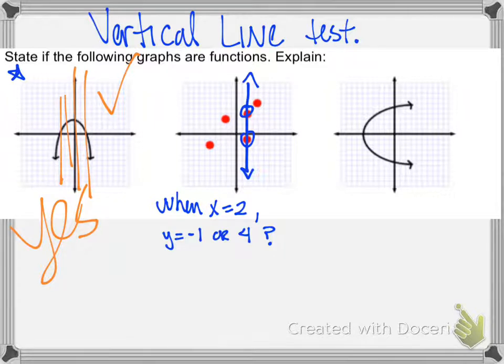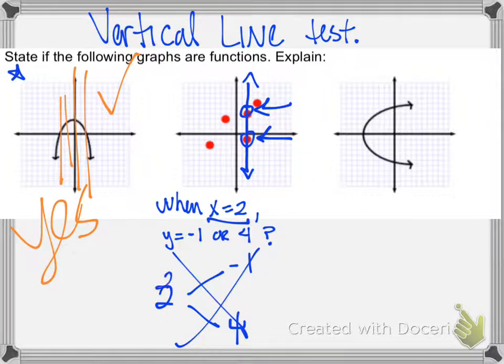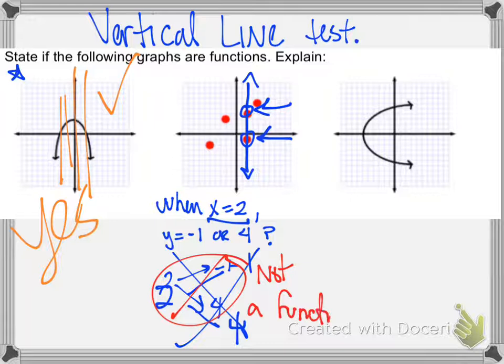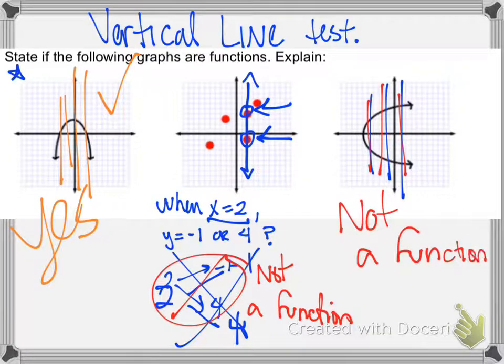Why? Well, that's because when x equals 2, it says that the y value could be -1 or it could be 4. Well, if we have a 2, that could go to a -1, or plug in a 2 and you could get a 4. That means it's not a function. Oh, I already wrote that. And then this one clearly violates, because in many places a vertical line will hit it more than once. So that is not a function.